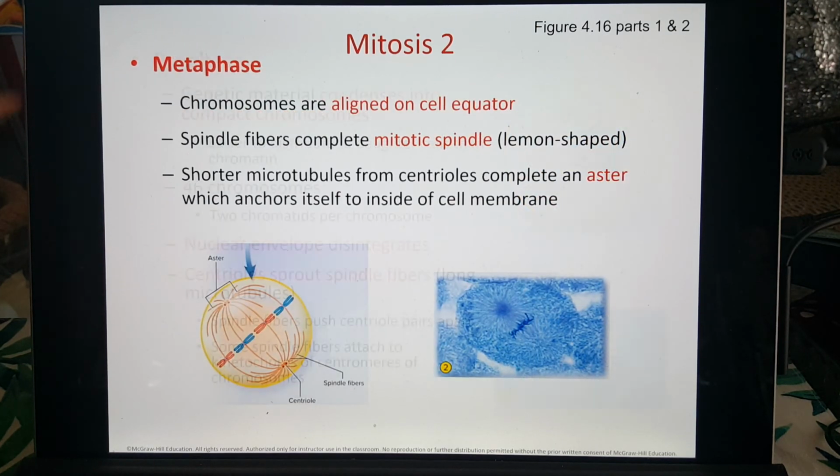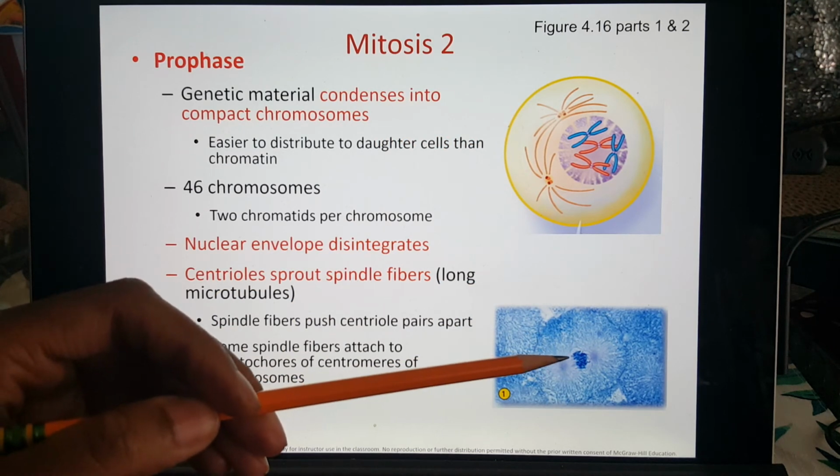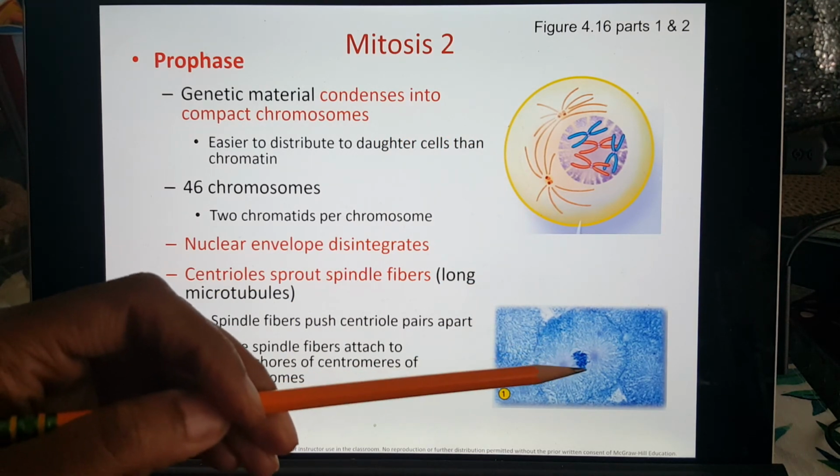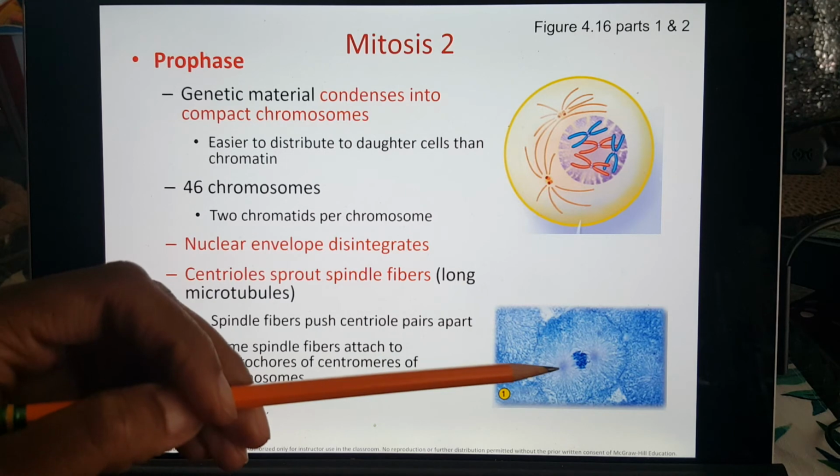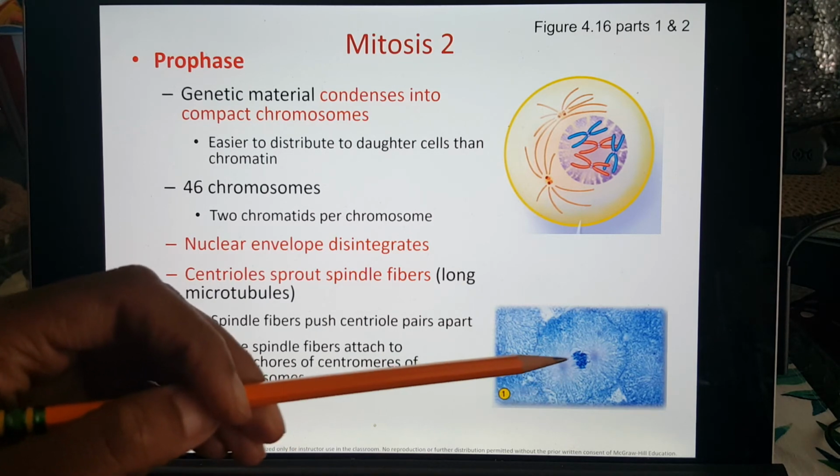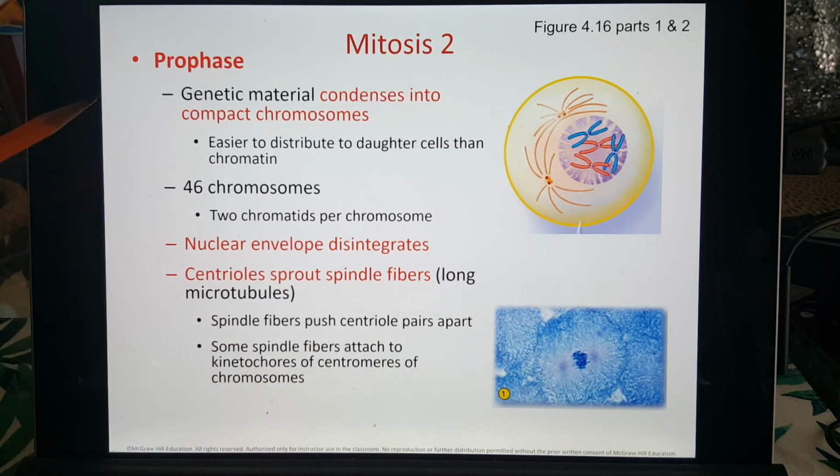Down at the bottom is what it looks like under a microscope. You're able to see all that DNA in the middle, a little fuzzy centrosome at the bottom where you can start seeing the mitotic spindle starting to form.